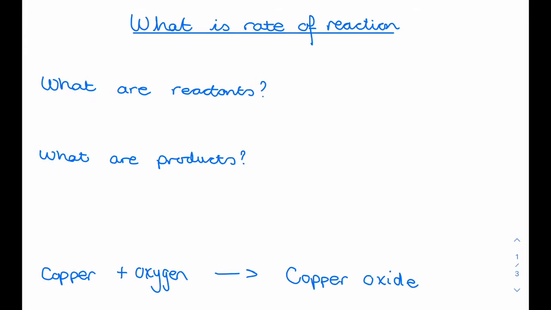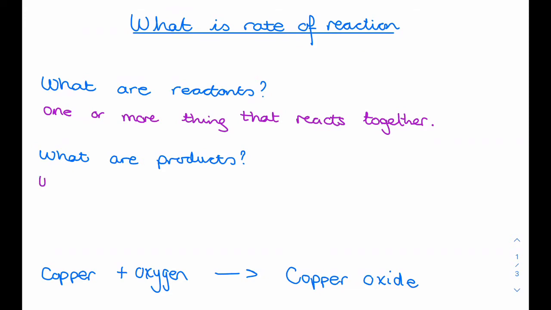So what are the reactants? One or more things that react together to form a product. So what's a product? Well, I've just said that. That's when the two reactants react together to form a product. So what is produced in a reaction?